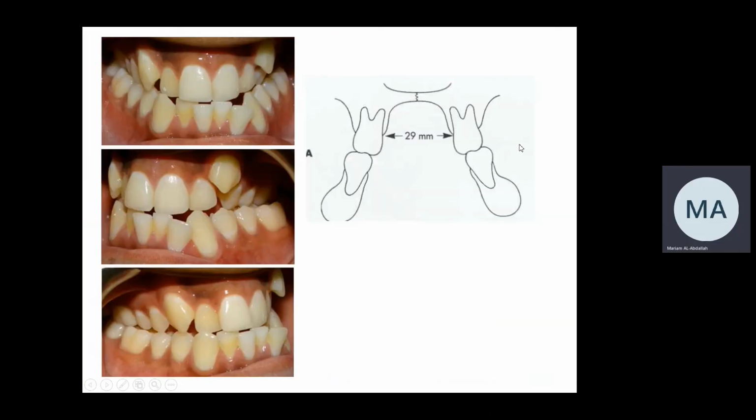If the lower buccal cusp occludes buccally in relation to the central groove, we call this buccal crossbite. So again, the buccal cusp of the lower occludes buccally in relation to the central groove, in relation to its normal position. Transversely, we call this buccal crossbite. So this case, for example, has buccal crossbite on the left side and on the right side.